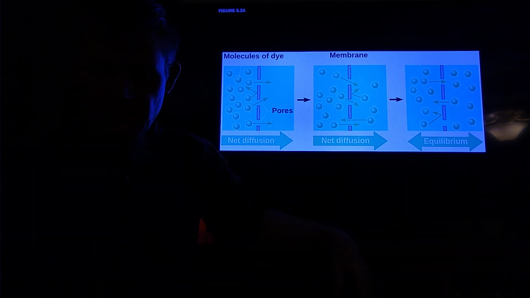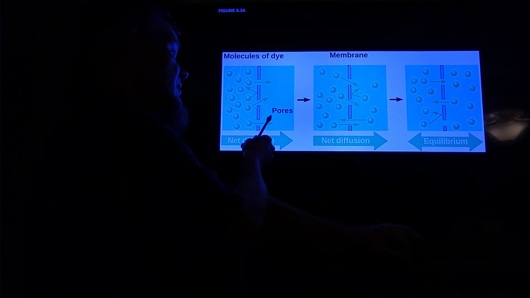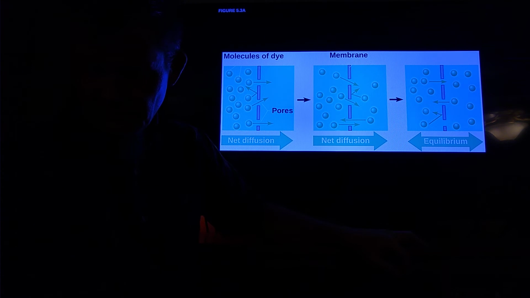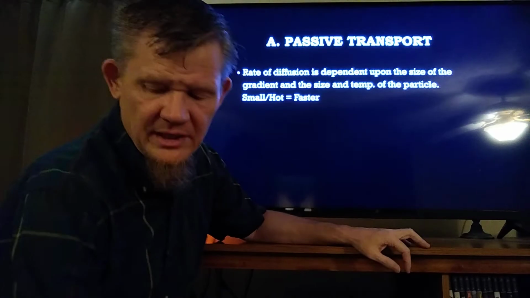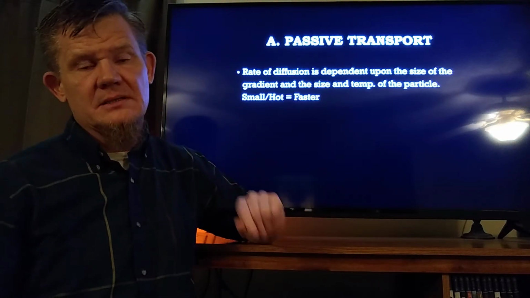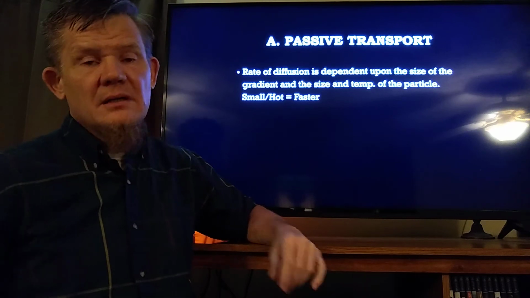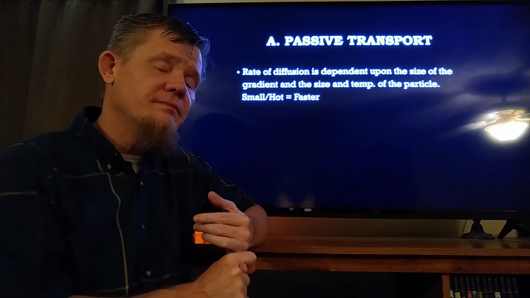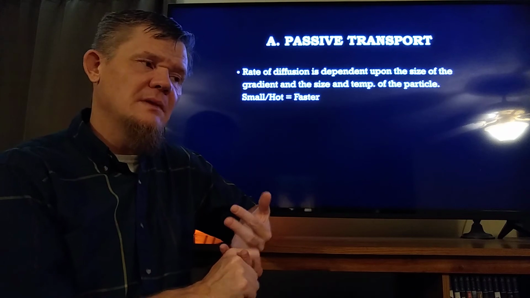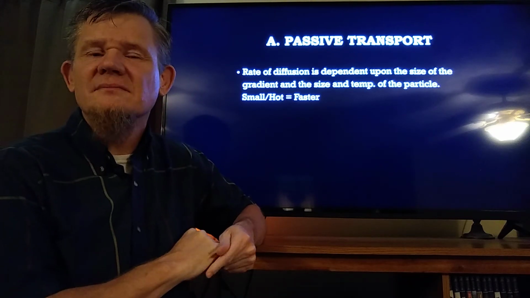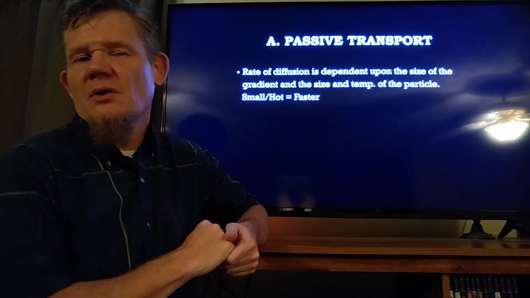This is diffusion. Moving from areas of high concentration to low concentration. The rate of diffusion is dependent upon 2 things. The rate of diffusion is dependent upon the size of the particle and the temperature of the particle. Temperature is easy enough. Hot particles move faster than cold ones.